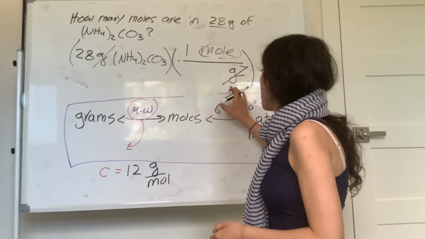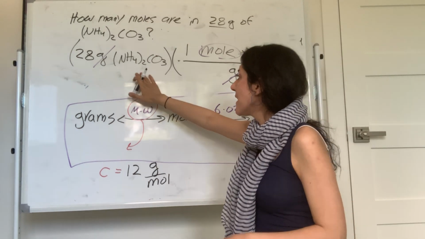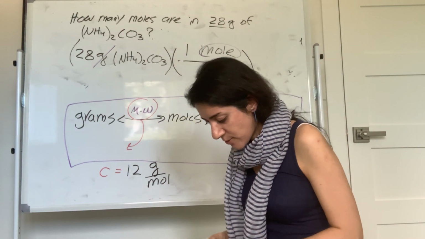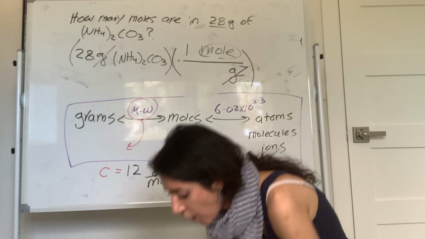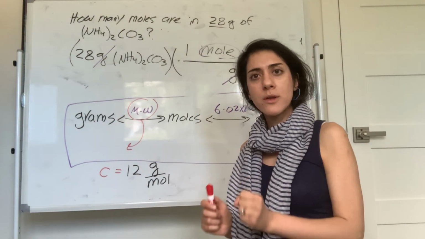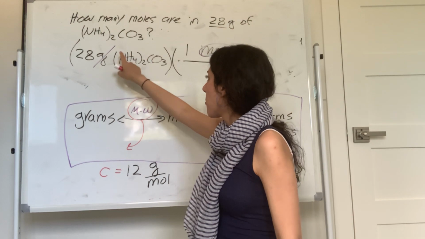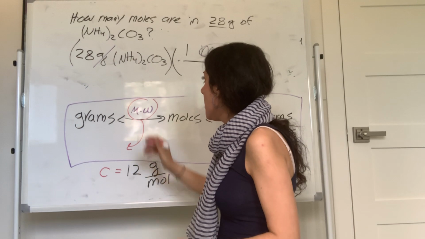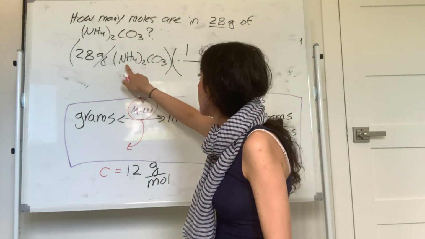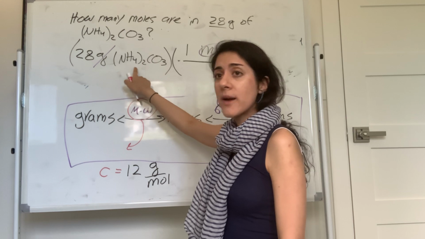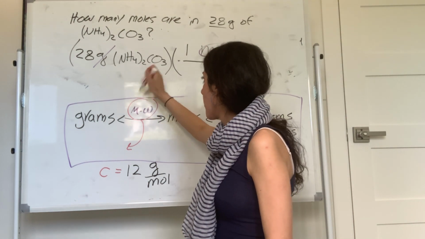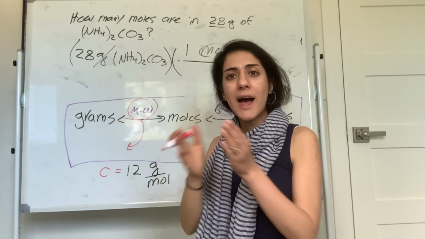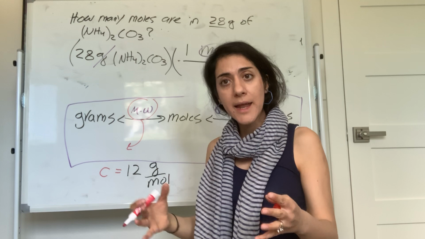Now, what I need to figure out is the molecular weight of ammonium carbonate. Let's do this one together since this is the first one. How do I figure out the molecular weight of ammonium carbonate? I have to add up all the molar masses of all the atoms. Remember, you have to multiply this out.